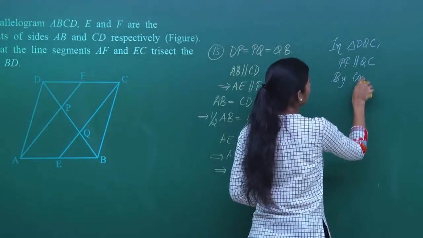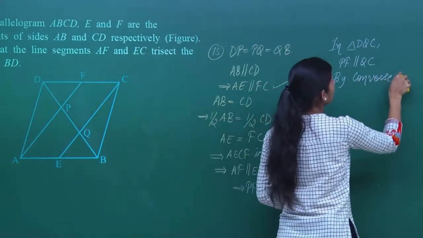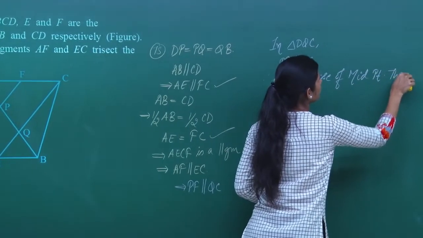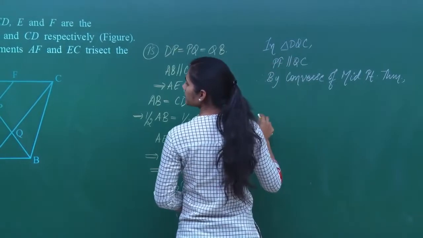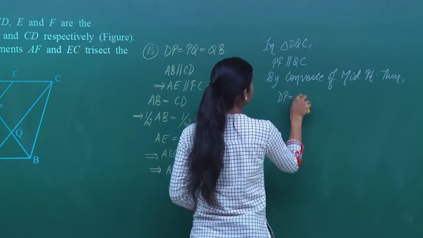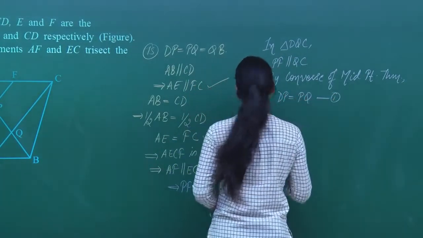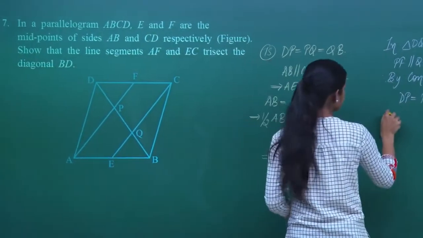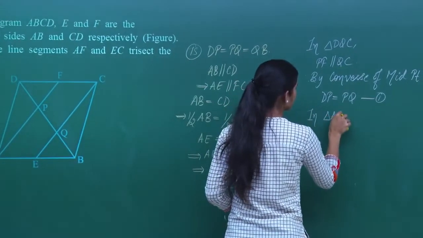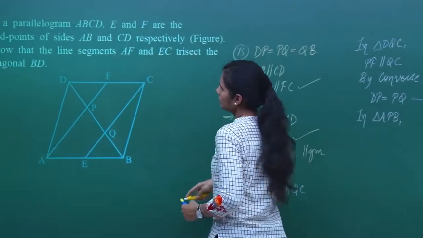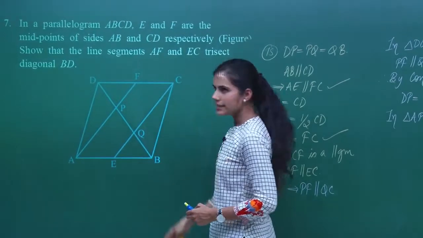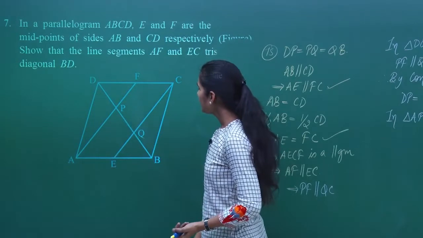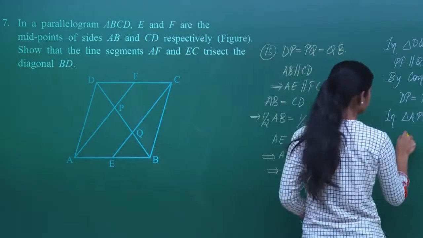Therefore, by converse of midpoint theorem, what do you have? P is the midpoint of DQ. So, DP is equal to PQ. Exactly in a similar sense, if you focus upon triangle APB, as you just said, AF is parallel to EC, therefore any part of AF is parallel to any part of EC. So, AP is parallel to EQ.